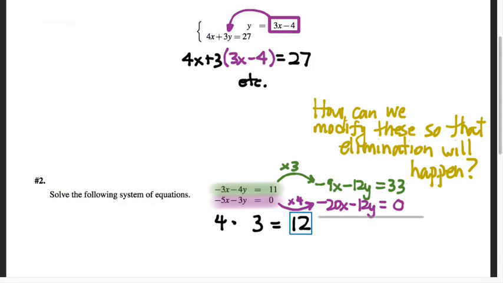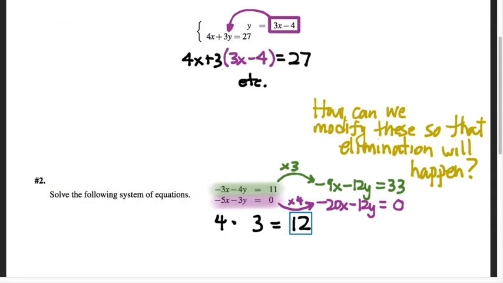The reason we're not all the way there is if I were to add these two equations together now, what's -12 plus -12 going to be? It's going to be -24. And so I don't quite get rid of my y's by adding these two equations together. So I just want to make one more change. What's one more change that I can make before adding these equations together that will make it so that my y's cancel?